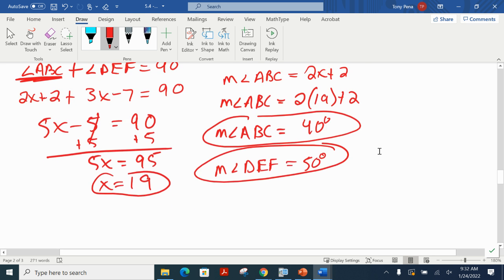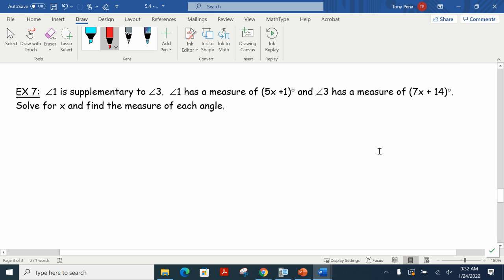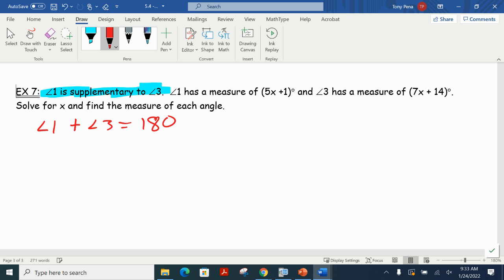Next one, pretty much the same thing. We probably won't go all the way through this, so I can give you the homework. But I'm telling you that angle 1 is supplementary to angle 3. So now angle 1 plus angle 3 better add up to be 180. That's what that's telling you in the first sentence. And then you are told that angle 1 is 5x plus 1. So we're going to take that 5x plus 1 expression. You're going to add that to angle 3. Angle 3 is 7x plus 14. So when we add angle 1 and angle 3 together, since they are supplementary, we know they better equal 180.